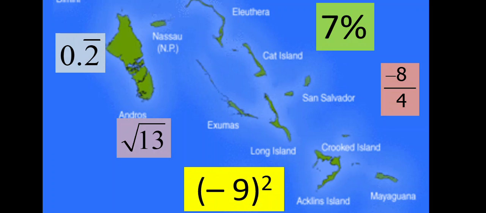Okay, the last one, -9 in parentheses squared. This is an important one just so we can talk about it. The answer to (-9) squared is +81, because remember, this exponent has on glasses, so it knows that it's doing -9 times -9, and a negative times a negative gives you a positive.